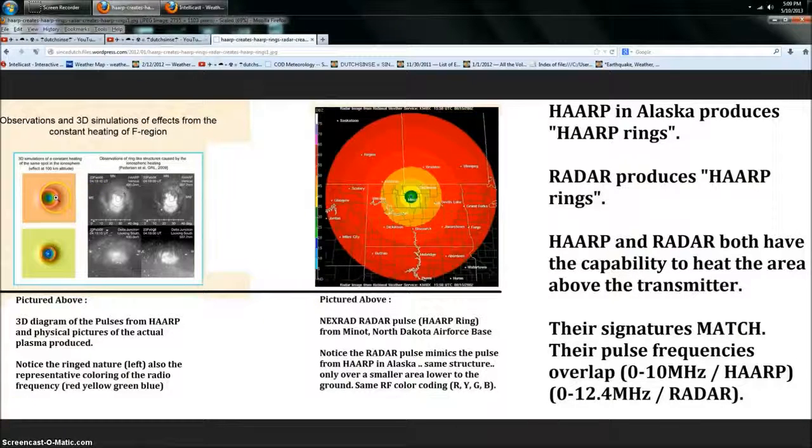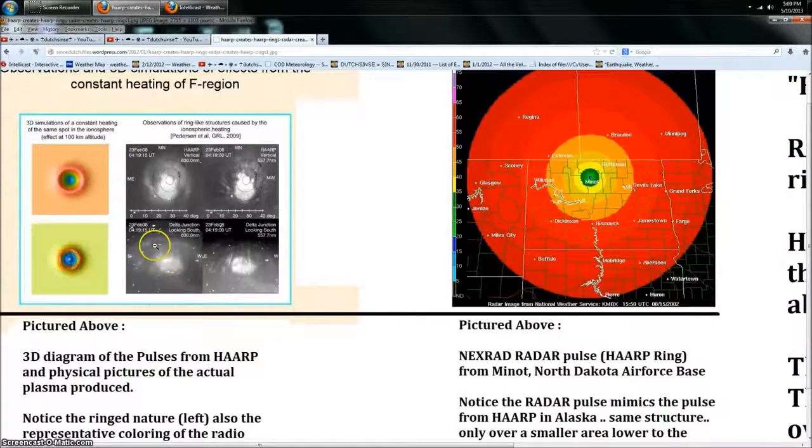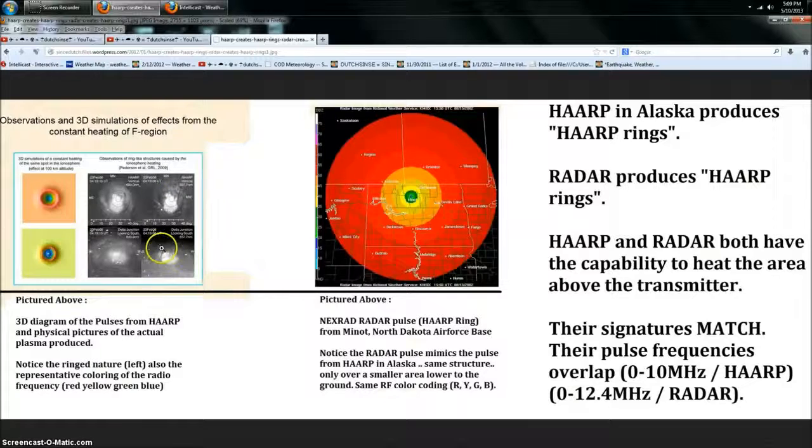This is one example of many. On the left-hand side, this is from HAARP. This is from the U.S. Navy. They have a 3D diagram in the F region above the ground-based transmitter. This is color-coded by them, not altered by me at all. Here are the black and white pictures of the event, even showing rings inside of the plasma that was generated up in the upper atmosphere into the ionosphere.